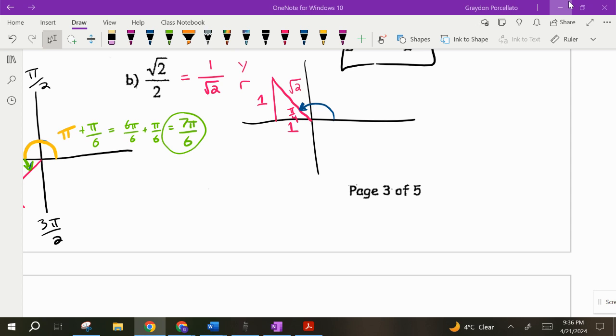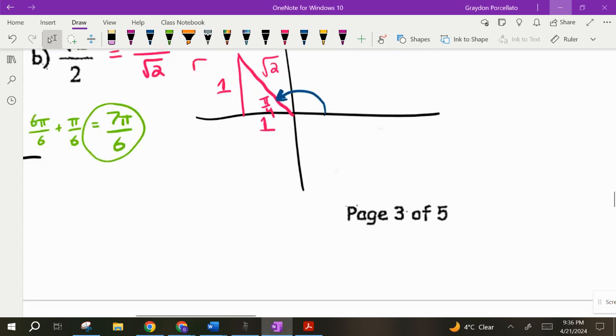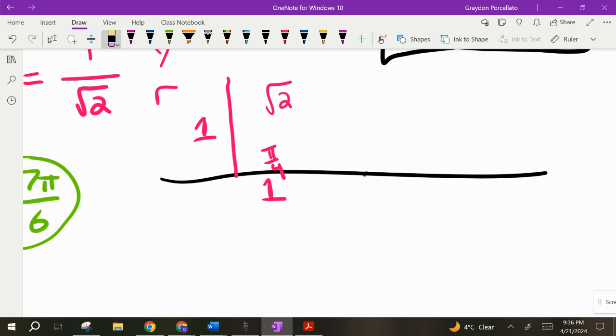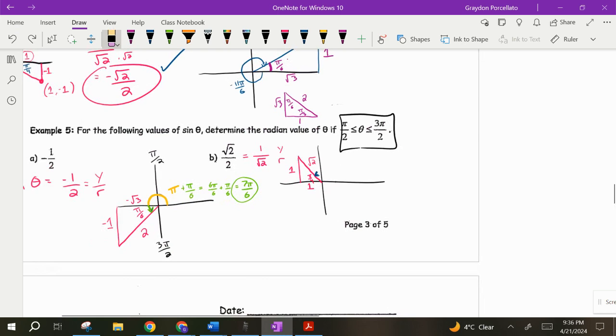Let me think here. Okay, yes. So we need to figure out this angle here. I thought my computer froze. So let's think. Okay, so that's the angle we want. So how am I going to find that?